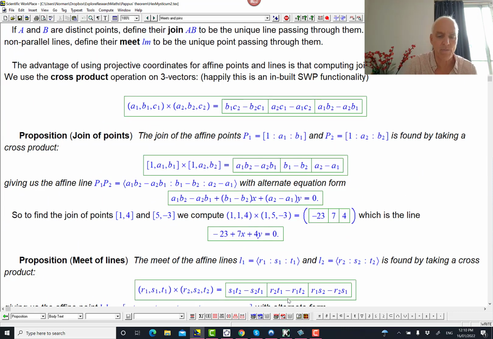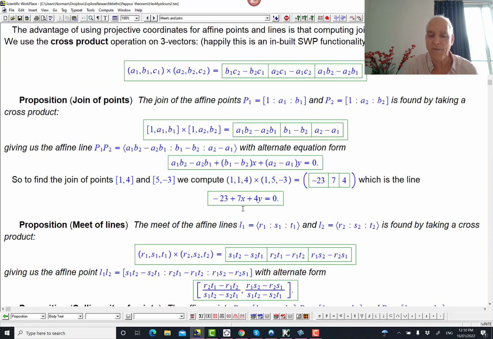Okay, our second proposition is a kind of dual thing. We now have two affine lines, so L1 and L2 are affine lines. Here are the projective coordinates, R1, S1, T1 for L1, and R2, S2, T2 for L2. And we want to find the meet of these two things, the point where they meet. So we just take the cross product.